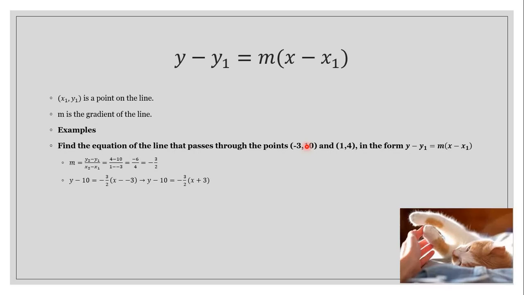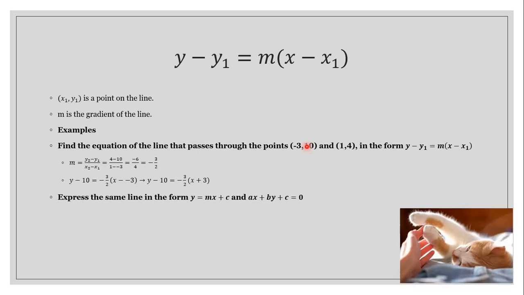Then we're going to choose one of the sets of coordinates as our y1 and x1. So we'll go for this one. So y minus 10 is equal to minus 3 over 2 lots of x minus 3. That can be rearranged to give y minus 10 is equal to minus 3 over 2 lots of x plus 3. That is in the form asked for.